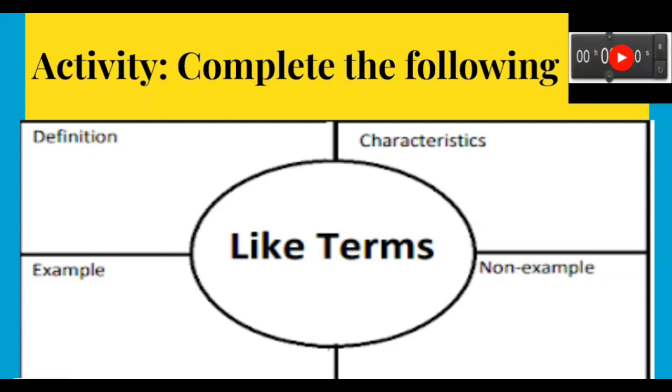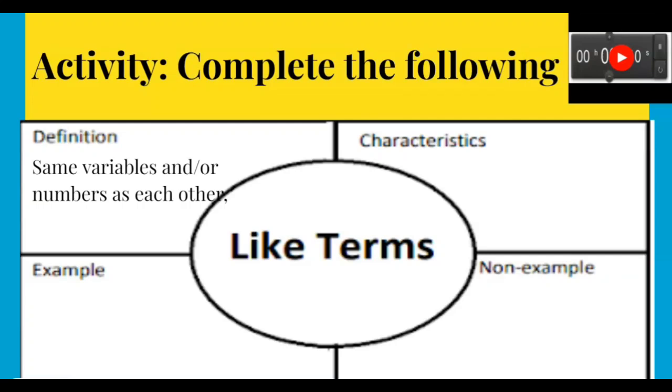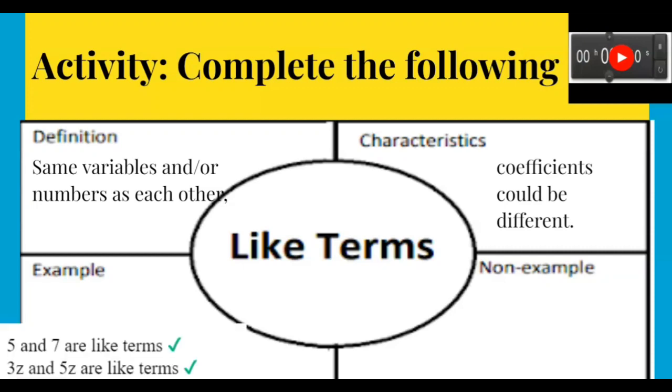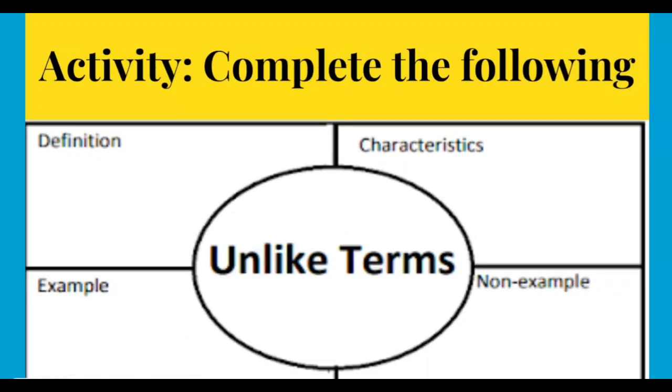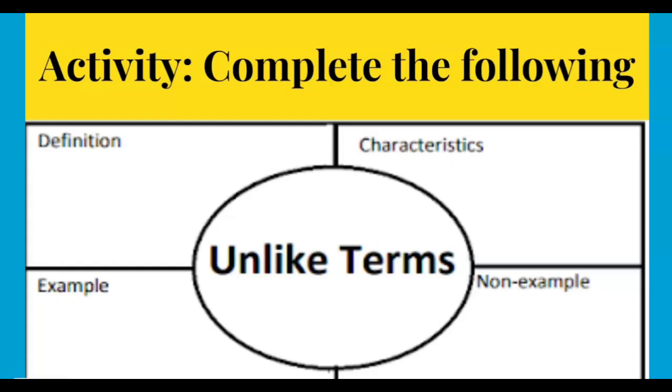All right, so this is what I would have come up with. Definition: these are terms with the same variables and or numbers as each other. Characteristics: the coefficient can be different, but the variables have to be the same and the exponents have to be the same. What are examples? Just like before. And non-examples would have been unlike terms. So I'd like you to do the same thing for unlike terms. You can do this. There's no solution for this one, but it's the same procedure.